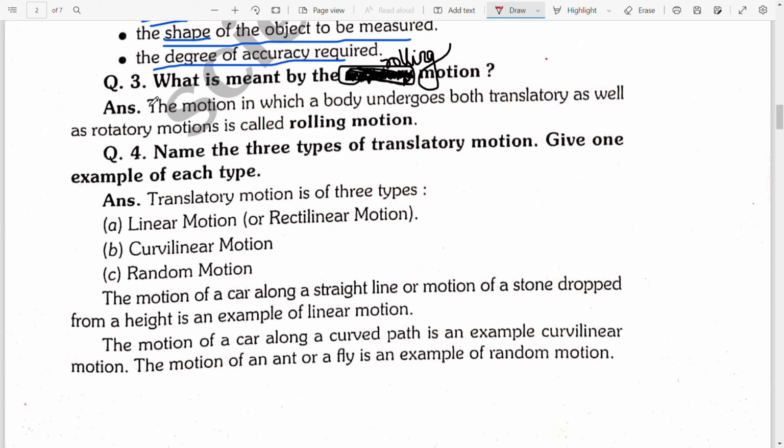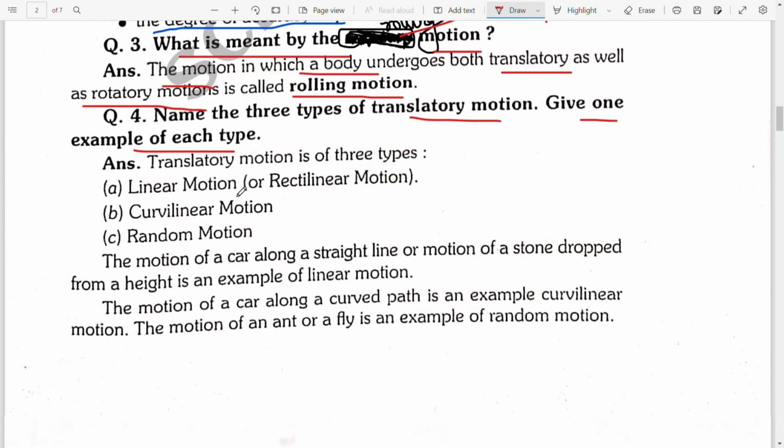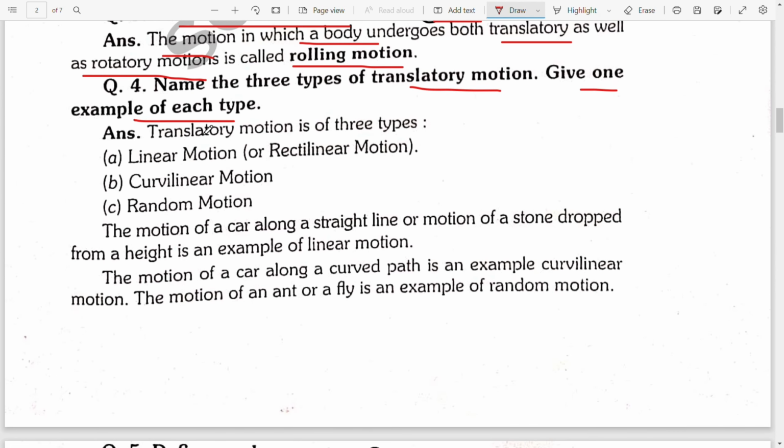Question number 3. What is meant by rolling motion? The motion in which a body undergoes translatory as well as rotatory motion is known as rolling motion. Question number 4. Name the 3 types of translatory motion. Give one example of each type. You have to name the 3 types of translatory motion.